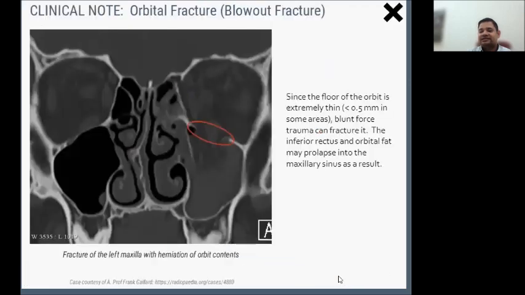A clinical condition known as orbital fracture, that is blowout fracture, occurs here. Since the floor of the orbit is extremely thin, less than 0.5 mm in some areas, blunt force trauma can cause a fracture in it. The inferior rectus and orbital fat may prolapse into the maxillary sinus as a result. Here, a plate is shown to help you understand a left maxilla fracture with herniation of orbit contents.